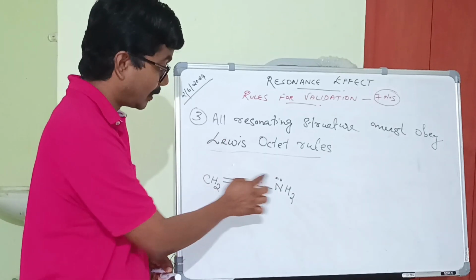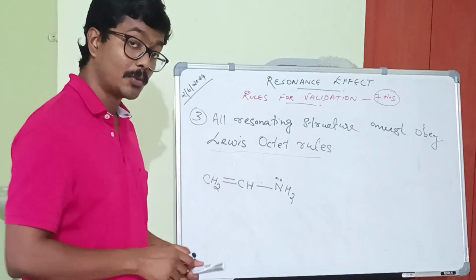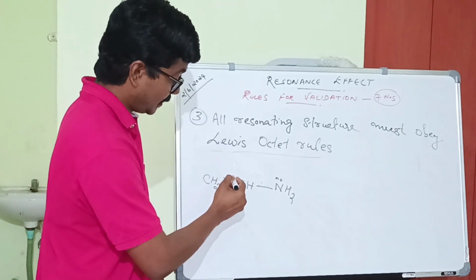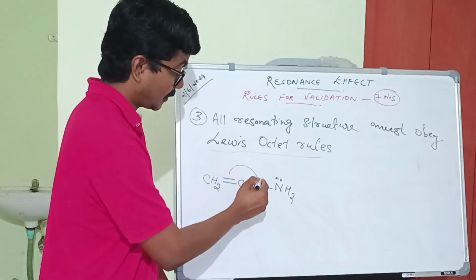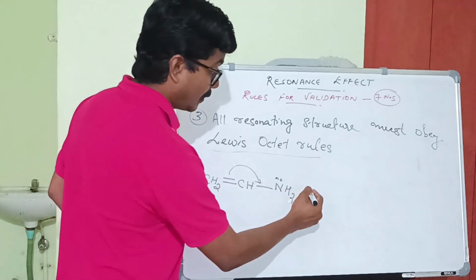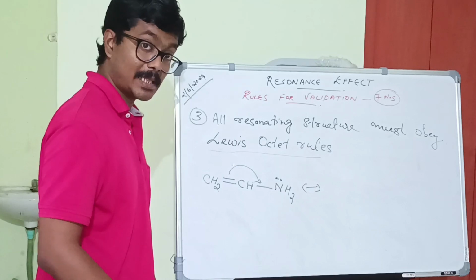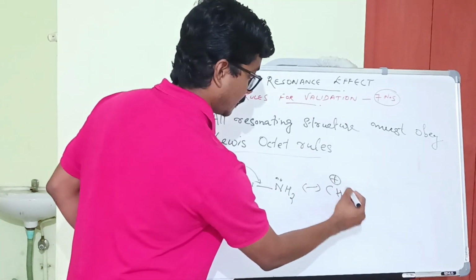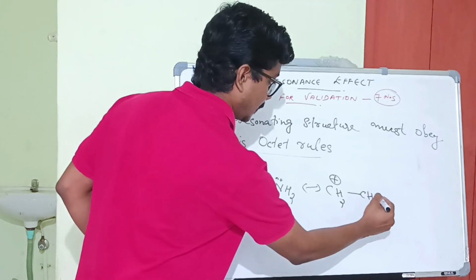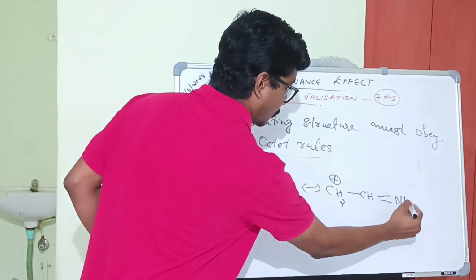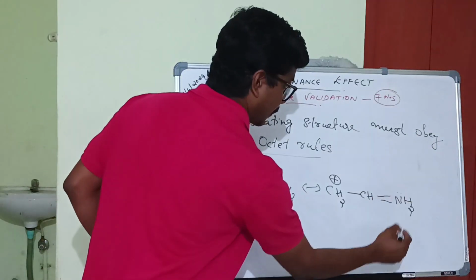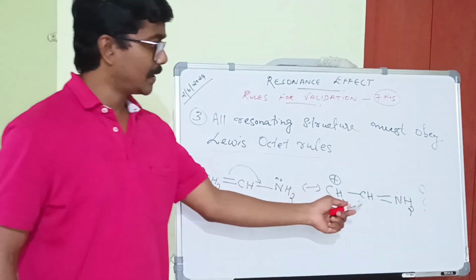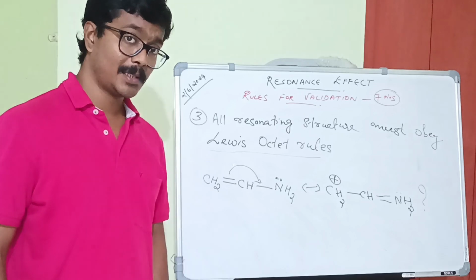In this compound, resonance is possible because a lone pair is there alternate to the double bond. So suppose these pi electrons are moved here. Okay, what will be the result? CH2+ CH double bond NH2. Okay, does this compound exist? Is this case possible or not?